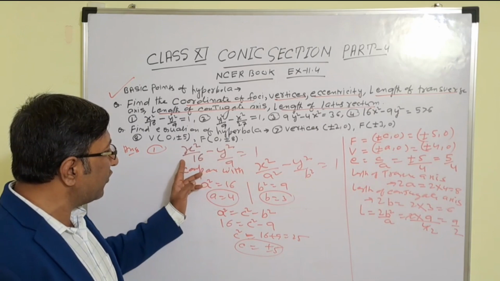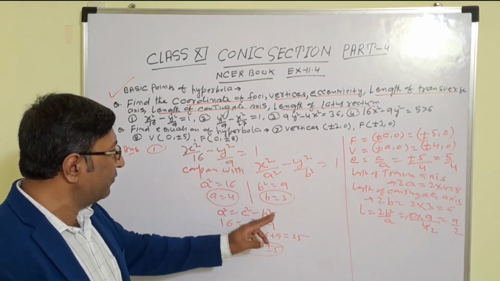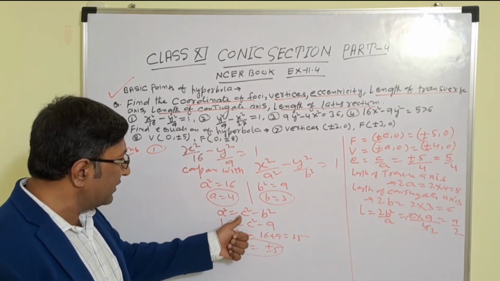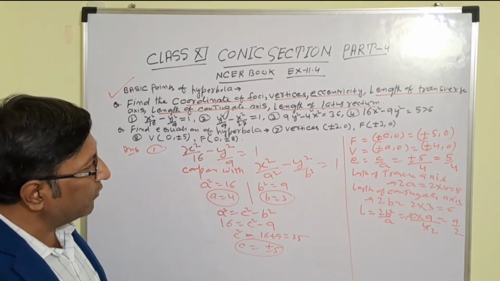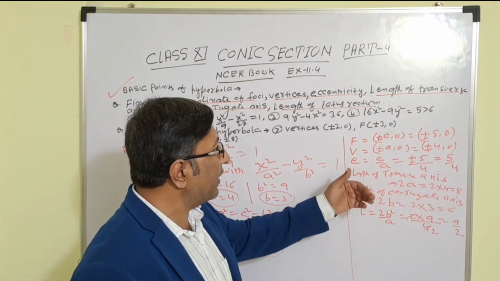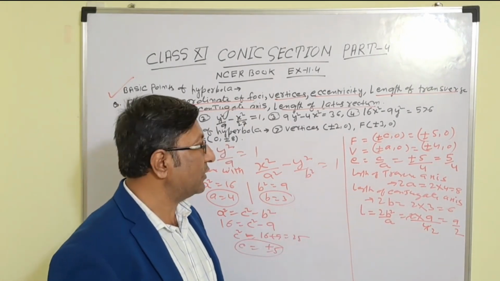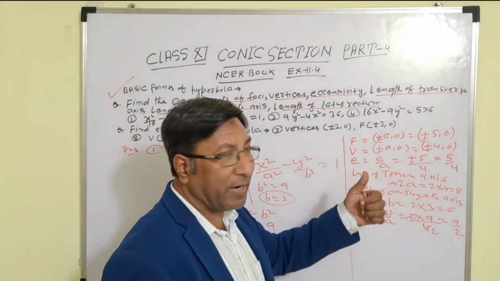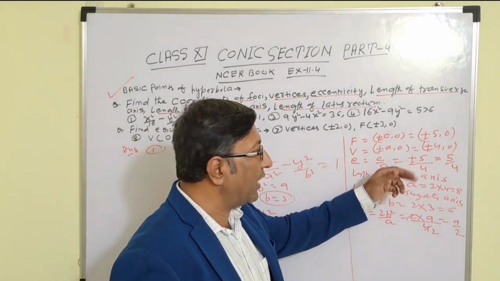So compare this equation, you will get a square 16, a 4, b square 9, so b 3. Now we know the relation a, b and c: a square equals c square minus b square, we get c plus minus 5. Now Foci formula we know, when Foci is on x-axis, so plus minus c, 0. c is plus minus 5, so plus minus 5, 0. Again vertices plus minus a, 0, a is 4, so plus minus 4, 0. Eccentricity is c by a, that is plus minus 5 by 4.